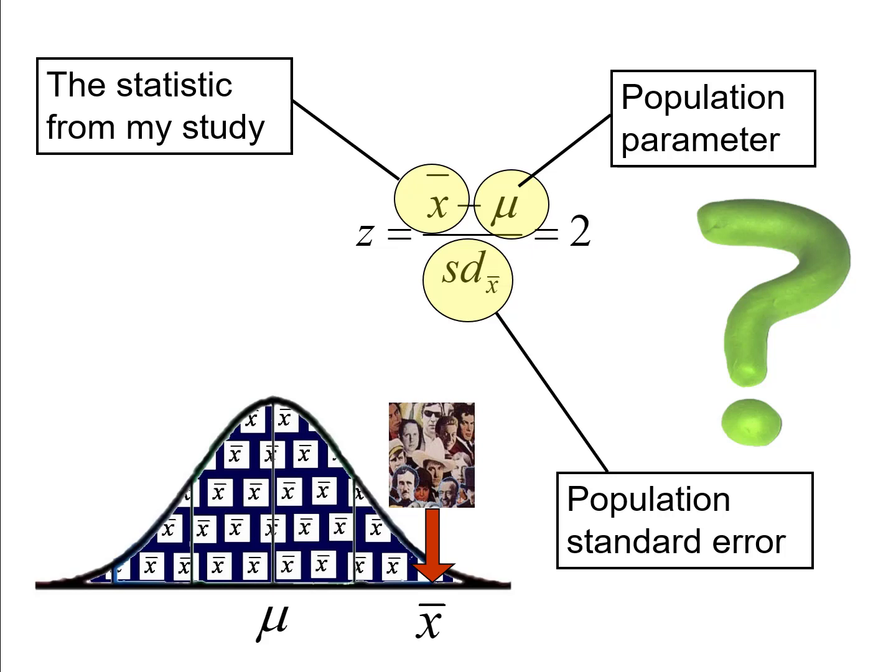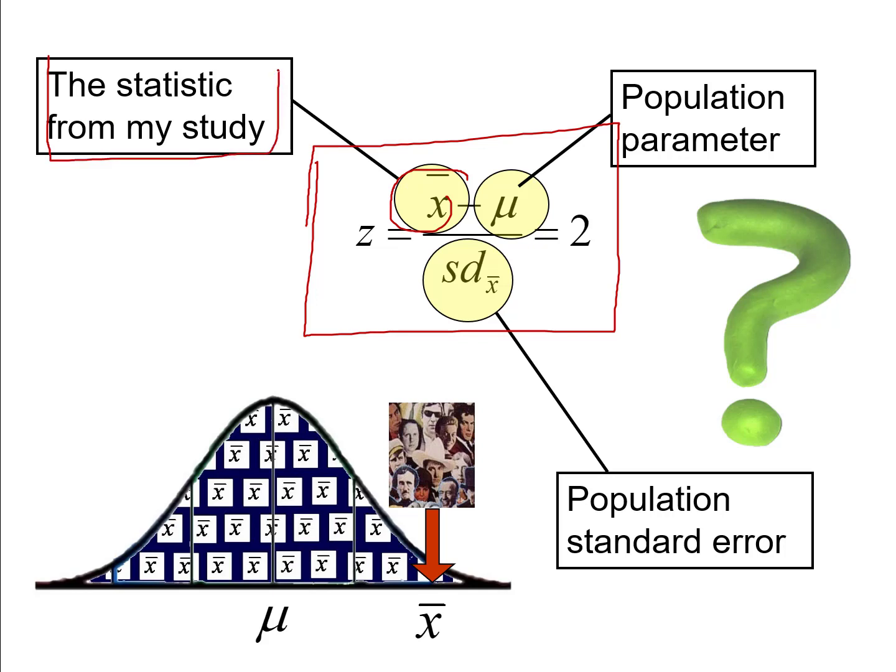We can't do it. So here's the formula that I have for the z-score for a mean. If I'm doing a study and I calculate the mean and I want to standardize the sampling error for the mean, I take the mean for my study, that is, the statistic for my study, and I subtract from it the true population parameter, and then I divide it by the standard error of my statistic. In this case, it would be the standard error of the mean.